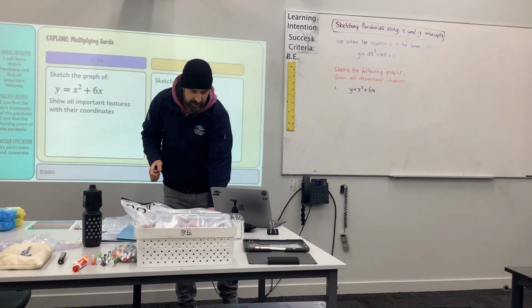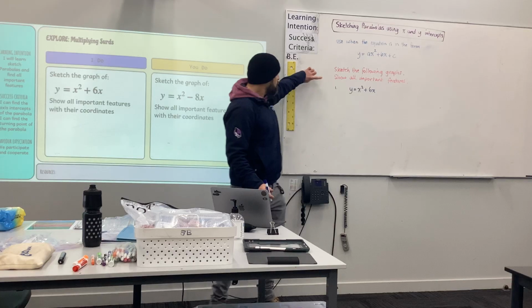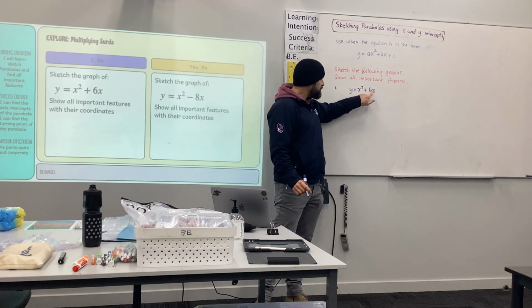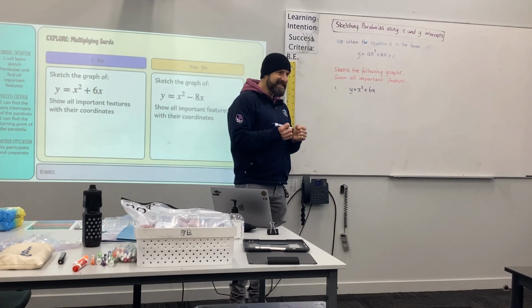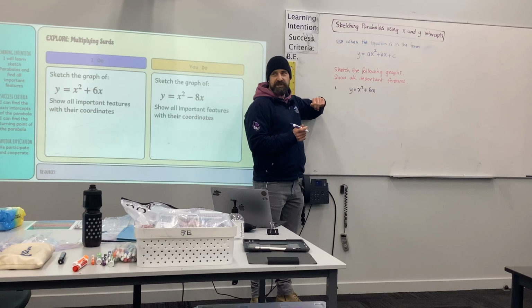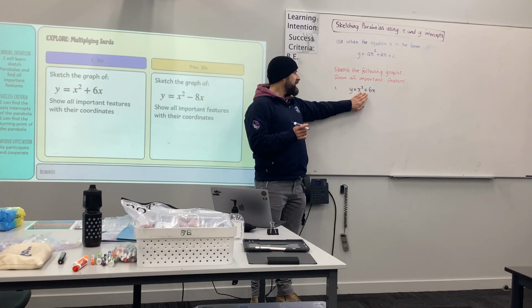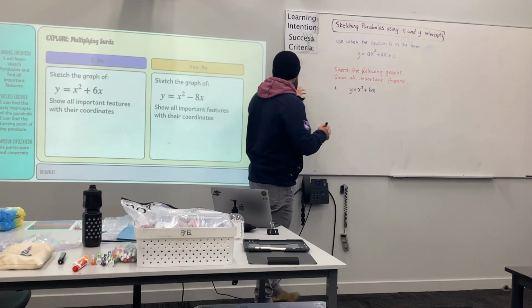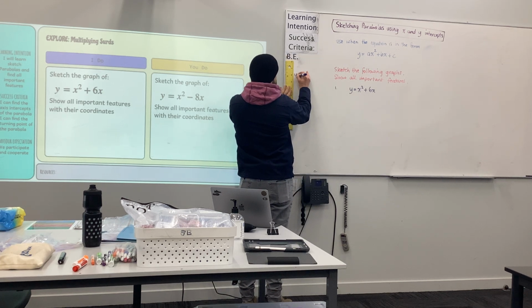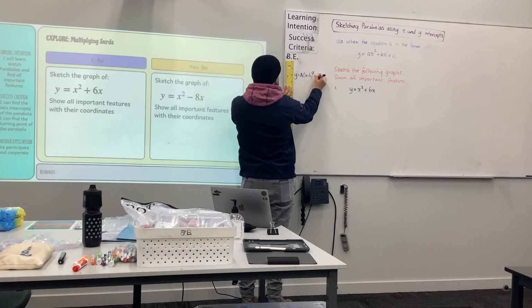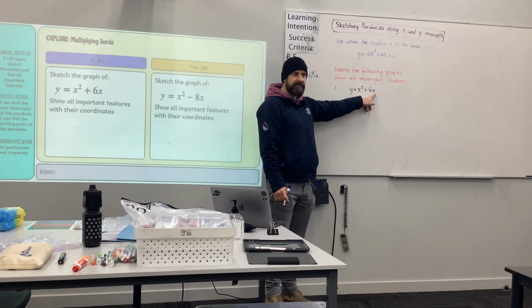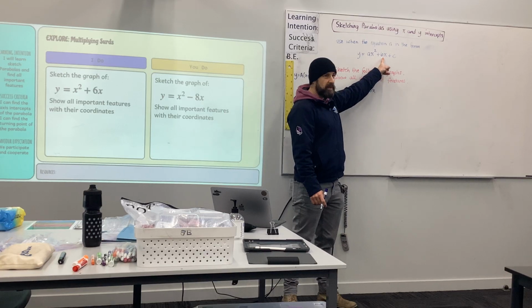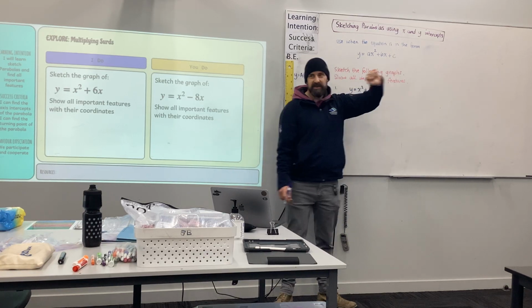Okay, so this is my first example. We want to sketch y equals x squared plus 6x, and we want to show all important features. Yesterday, we were sketching graphs when they were in turning point form. So the first question you've got to ask yourself, is this in turning point form? Remember, turning point form looked like this: y equals a(x minus h) squared plus k. Does it look like that? No, because we've got this extra x in here. So this equation is in standard form. It doesn't have the c on the end though, does it?